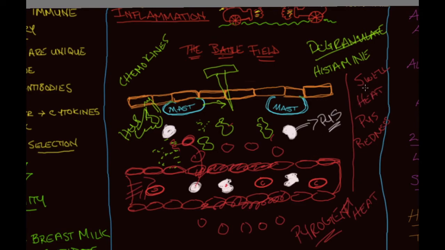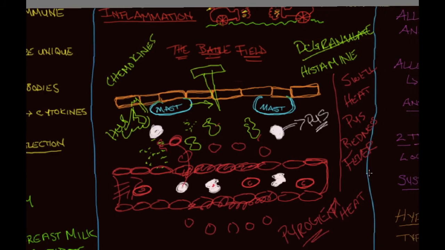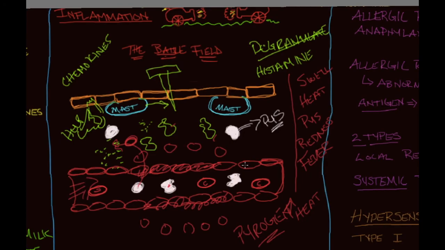So we're going to have the swelling and heat and redness from the capillaries, pus from our dying neutrophils, and if we're starting to lose the battle, our leukocytes can release pyrogen, and we'll get a fever to hopefully kind of scorch the earth of our enemy. And that is the inflammation.